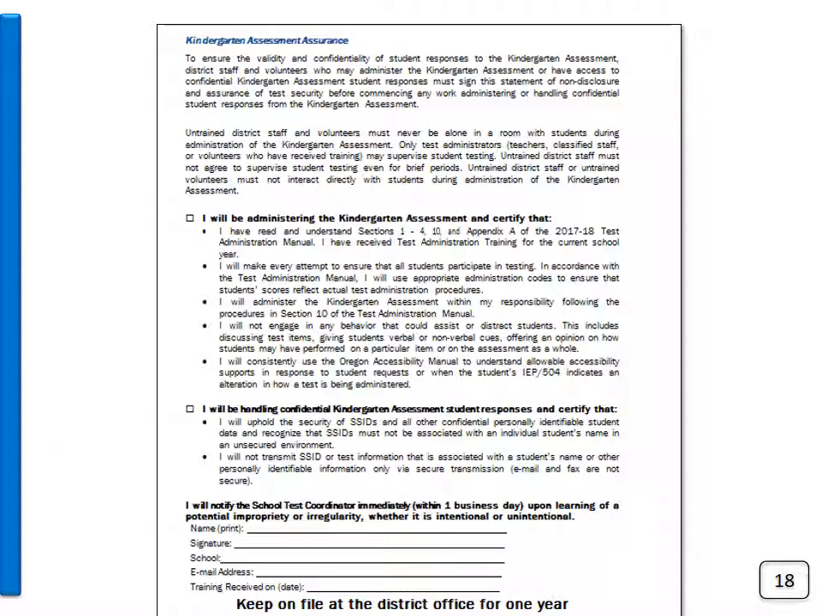Here's what the Kindergarten Assessment Assurance Form looks like, and this form must be used by people who are entering kindergarten assessment data as well as anyone who's handling or delivering the kindergarten assessment materials.